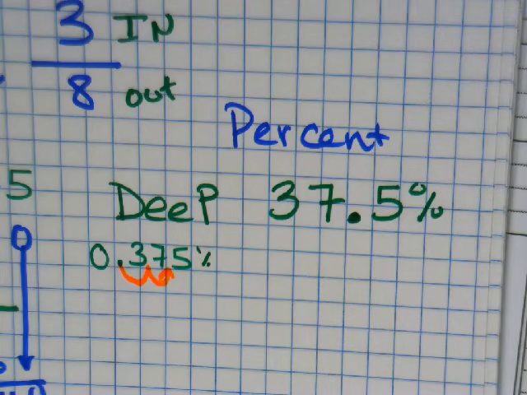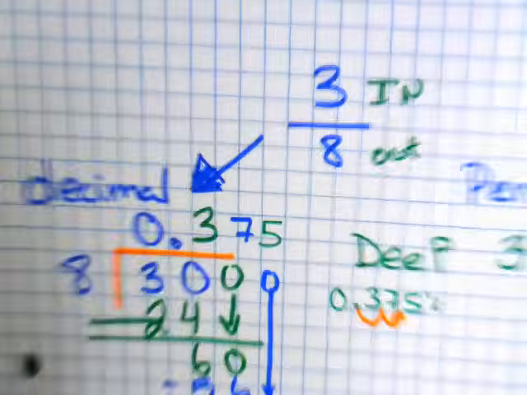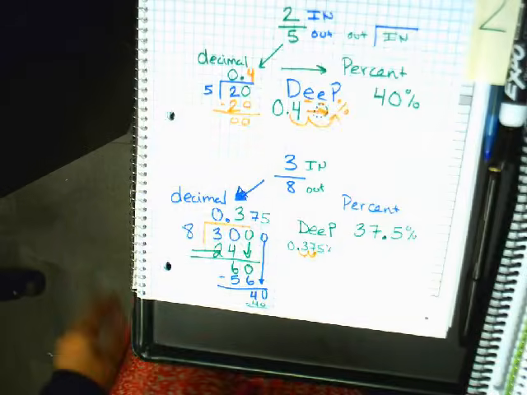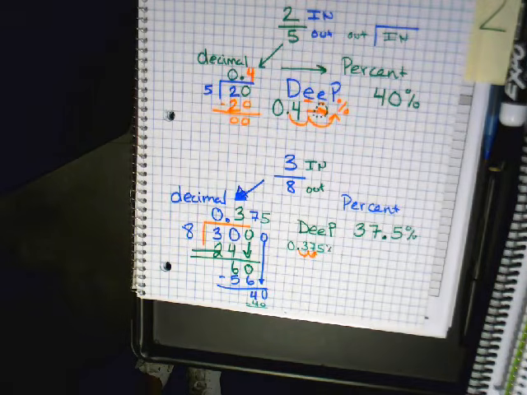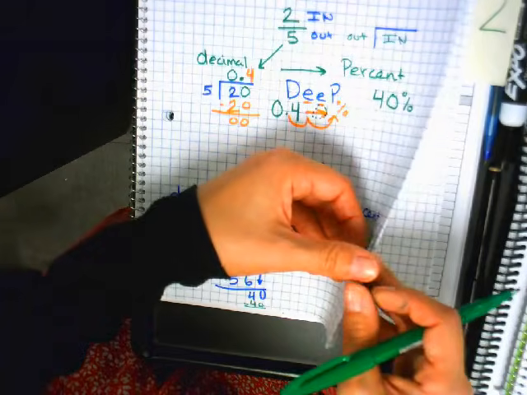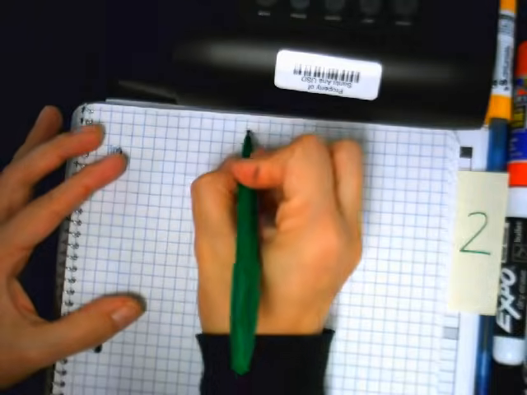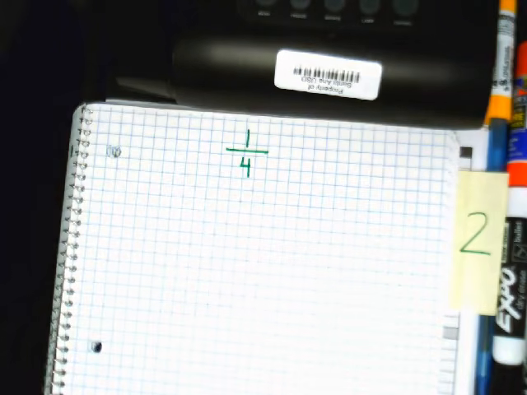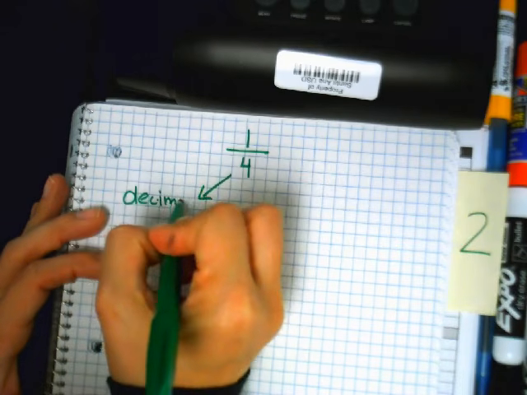We good? Are we okay? All right, cool. Let's see. What's an easy fraction? 1/4. Maybe 1/4 should be easy. All right, 1/4. How would I turn 1/4 into a decimal?